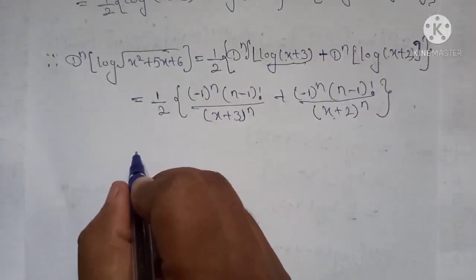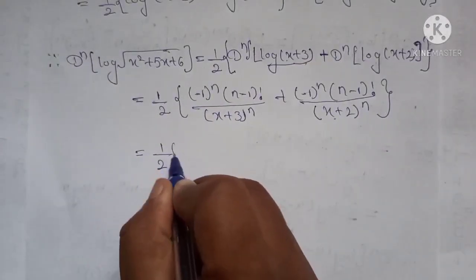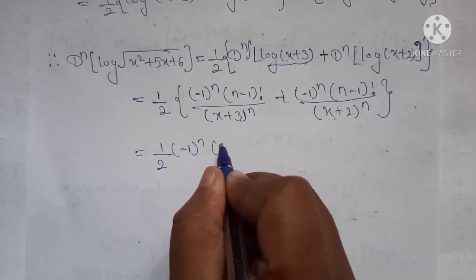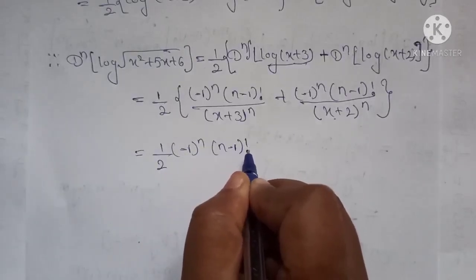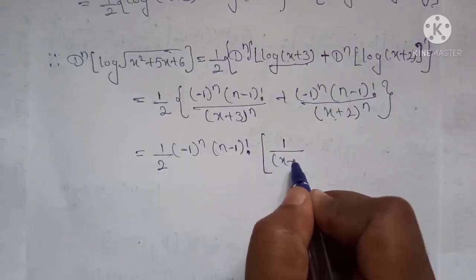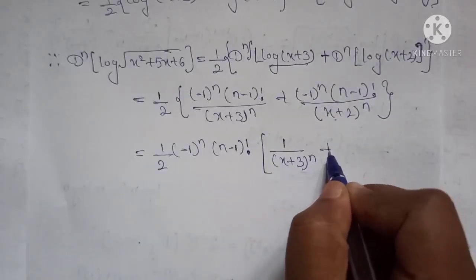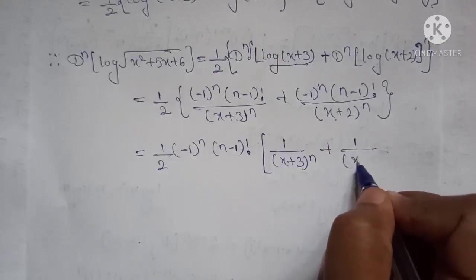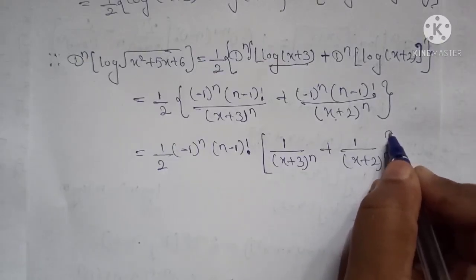So further simplifying this one, we can take minus 1 raised to n minus 1 factorial outside, that is common. We get 1 divided by x plus 3 raised to n plus 1 divided by x plus 2 raised to n. This is the required answer.